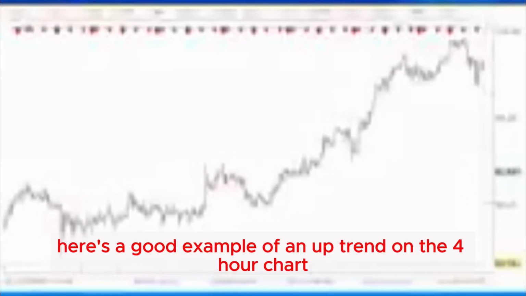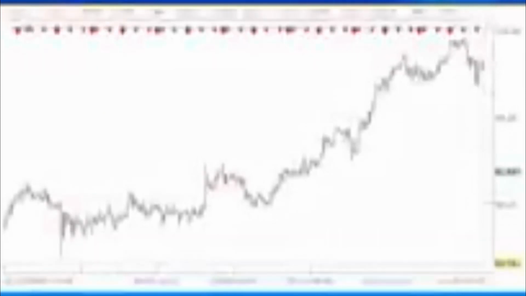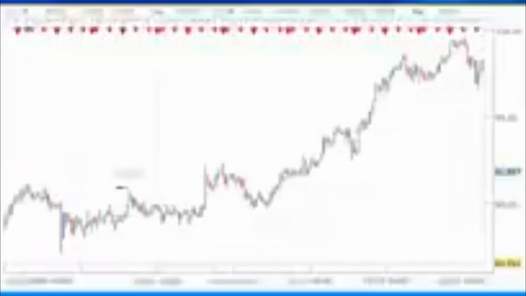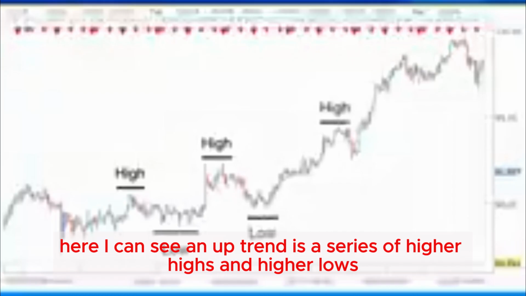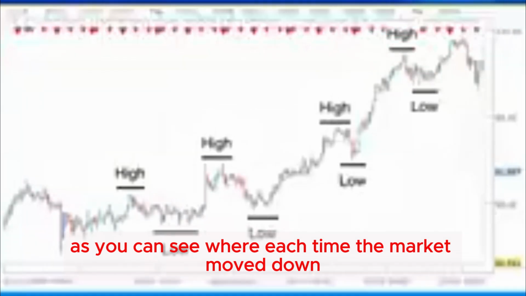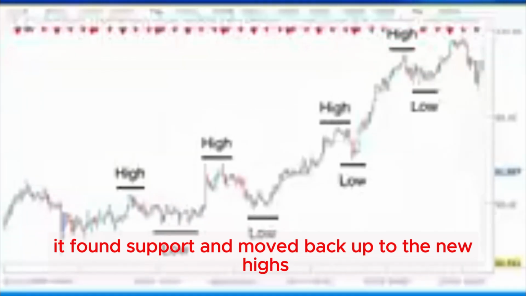Here's a good example of an uptrend on the 4-hour chart. I like to see at least 20 days of activity on the 4-hour chart. Here I can see an uptrend as a series of higher highs and higher lows. And this is a good environment to look for buying opportunities, as you can see where each time the market moved down, it found support and moved back up to the new highs.